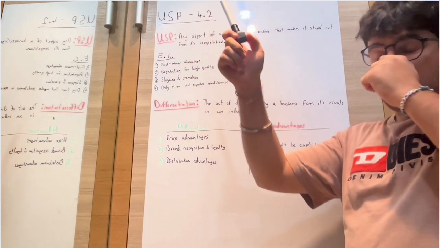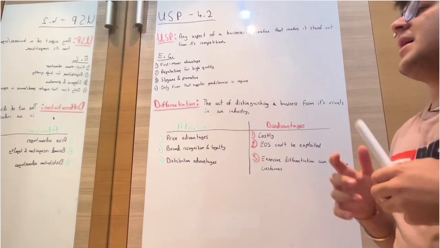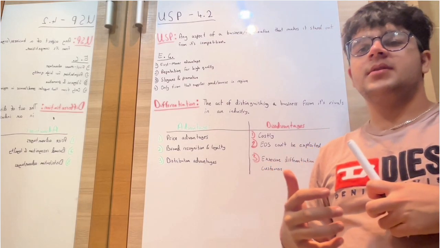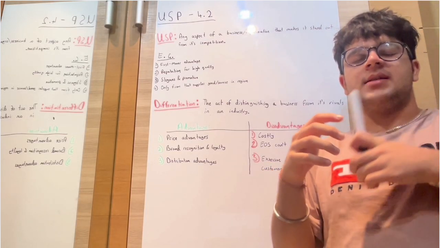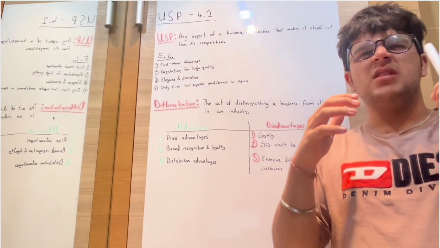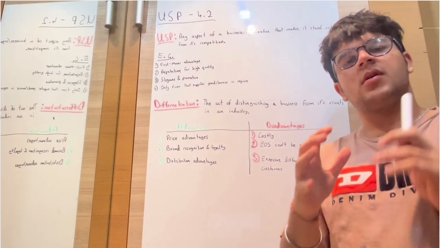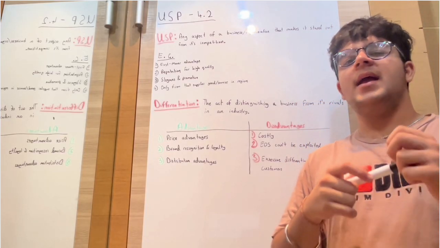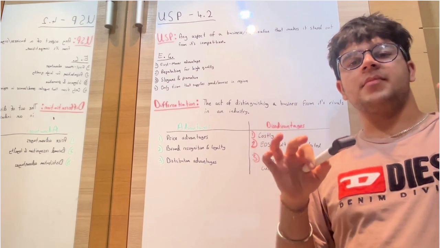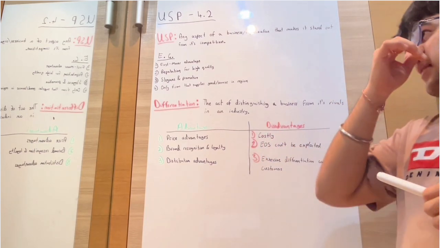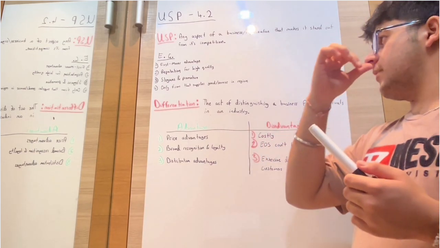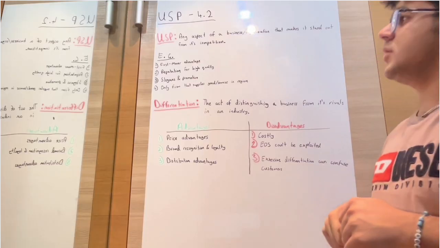So a unique selling point, to break it down, is any aspect of your business or organization that basically makes you stand out from your competitors. Okay, just anything that makes you different from your competitors. The examples of these could be a first mover advantage.